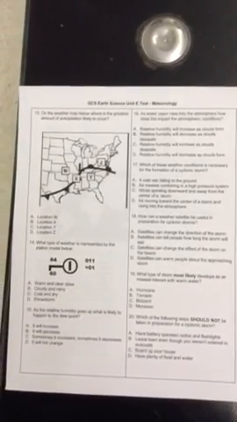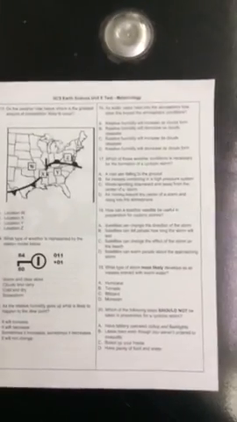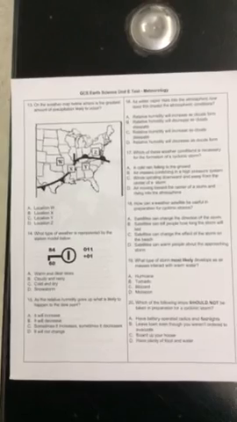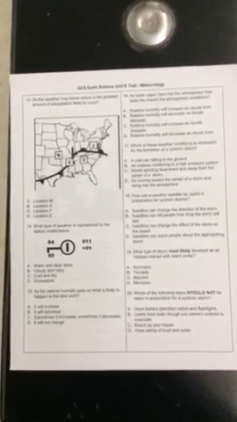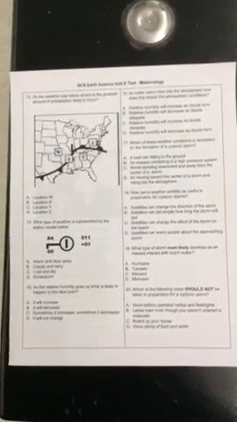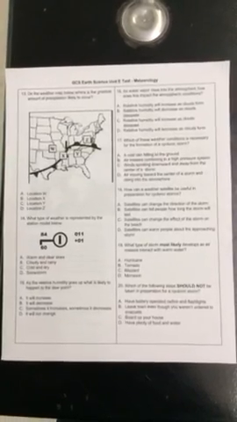Number 13, on the weather map below, where is the greatest amount of precipitation likely to occur? A, location W, B, location X, C, location Y, D, location Z.